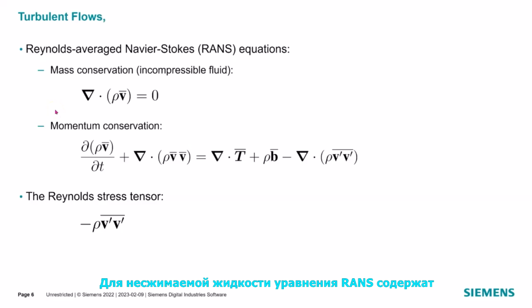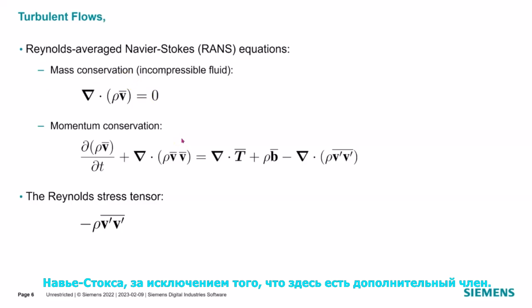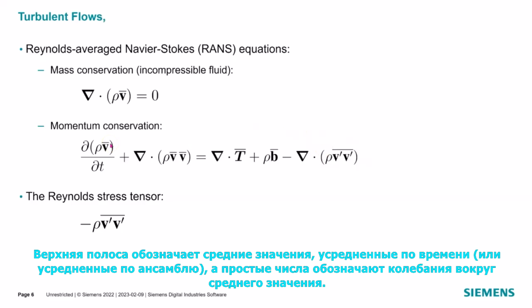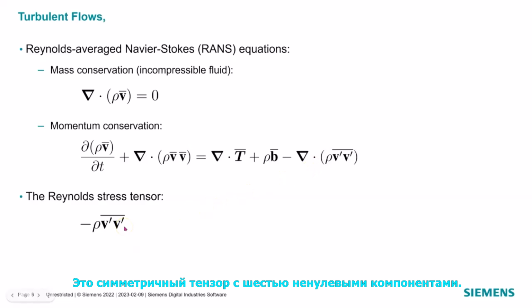For an incompressible fluid, the RANS equations contain the mass conservation equation and the momentum conservation equation, which look the same as for the Navier-Stokes equations, except that there is one additional term here. The overbar denotes time averaged or ensemble averaged mean values, and prime denotes fluctuation around the mean. The additional term in the momentum equation is the divergence of the Reynolds stress tensor. It is a symmetric tensor with 6 non-zero components.